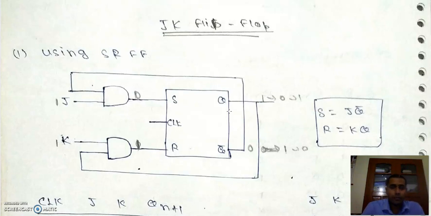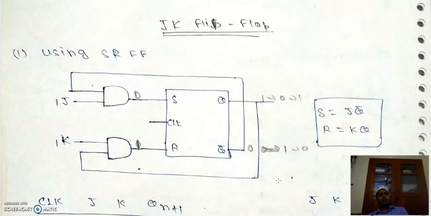So in JK flip-flop, we take an AND gate at both S and R. One input of the AND gate is given as J, and in this other AND gate, one input is given as K. One input of this AND gate is given as Q bar, remember it, and for this other gate, one of the inputs again is Q.